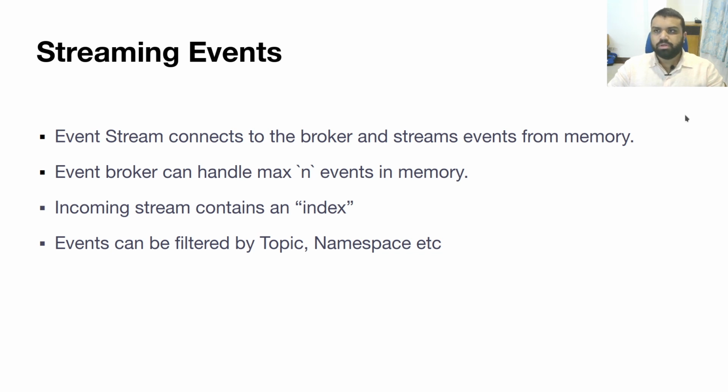Events can also be filtered using topic or namespace. For example, if you are only bothered about deployment events, you can filter those events by that topic. Or if you have production and dev namespaces in the same cluster, then you can filter only for a particular namespace that you're interested in.